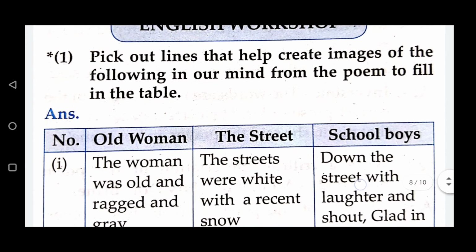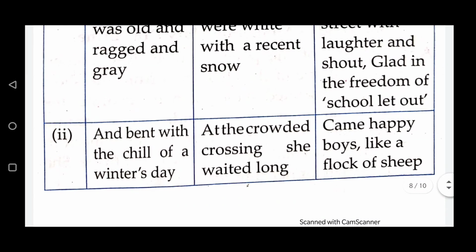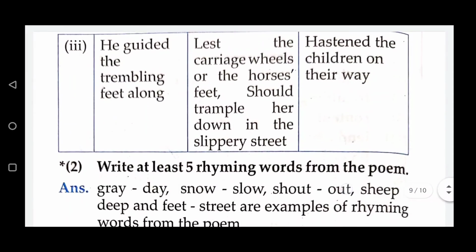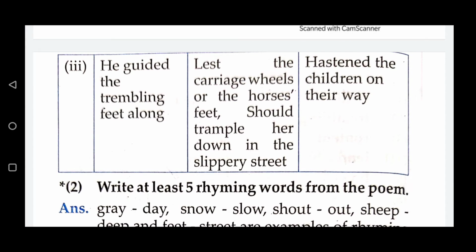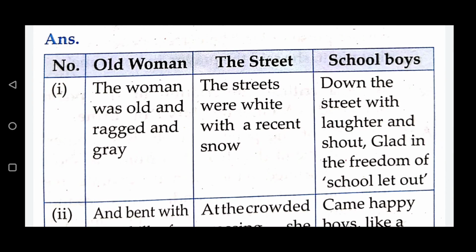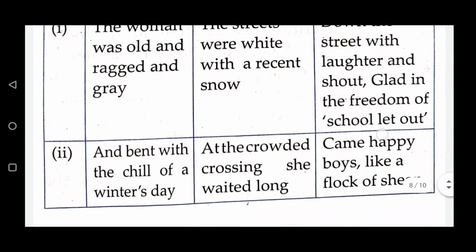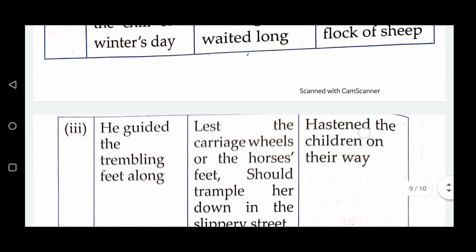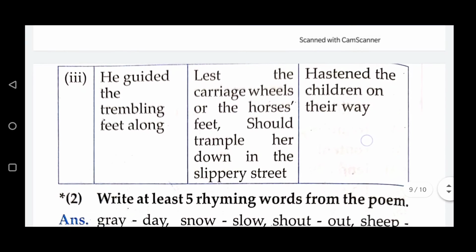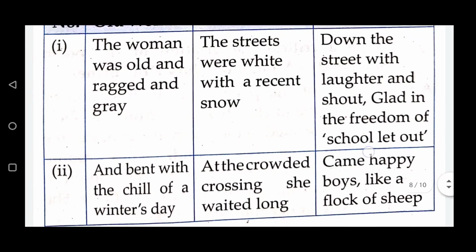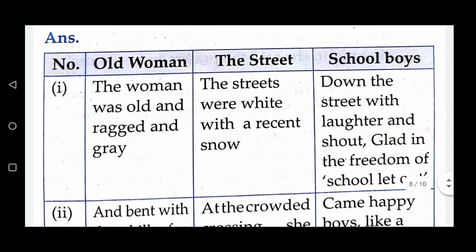Then the second image that creates, and bent with the chill of a winter's day. There is a third image also. He guided the trembling feet along the street. The streets were white with a recent snow. At the crowded crossing she waited long, lest the carriage's wheels or the horse's feet should trample her down in the slippery street. So we can imagine all these things.